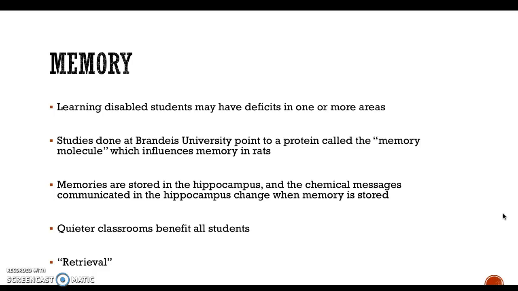Studies done at Brandeis University point to a protein called the memory protein, or the memory molecule, which influences memory in rats. Memories are stored in the hippocampus in the brain, and the chemical messages communicated in the hippocampus change when memory is stored. And quieter classrooms benefit all students. Sometimes teachers play white noise, which is instrumental music or music that doesn't have any words. And then retrieval refers to the mental operations we go through to extract a given piece of information from memory.